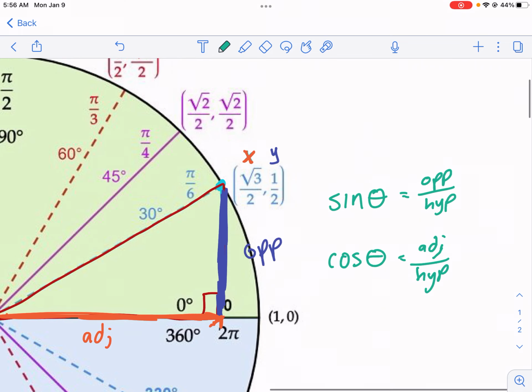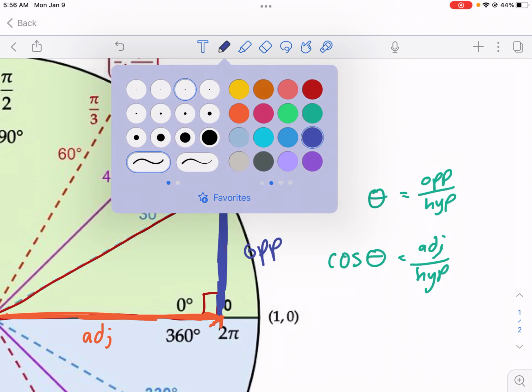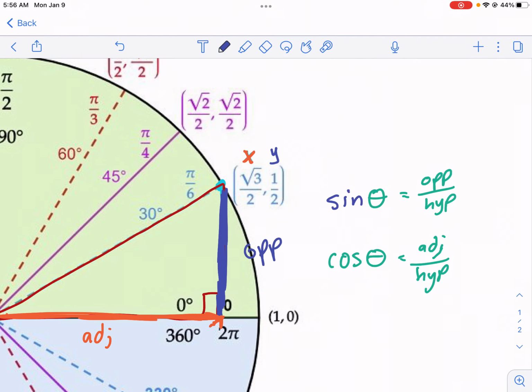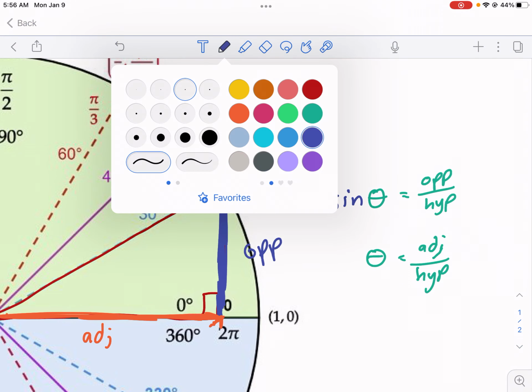And our y value corresponds to our sine value. I'm going to go ahead and change that to blue, just so you're aware that the sine goes with the y, and the cosine goes with the x.